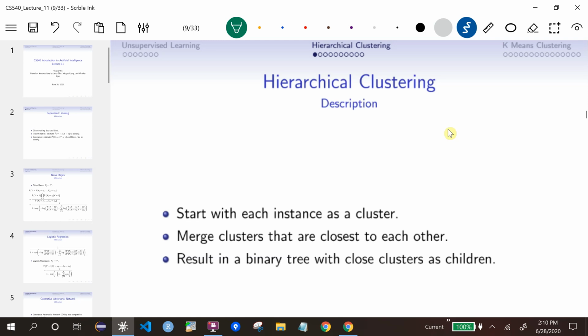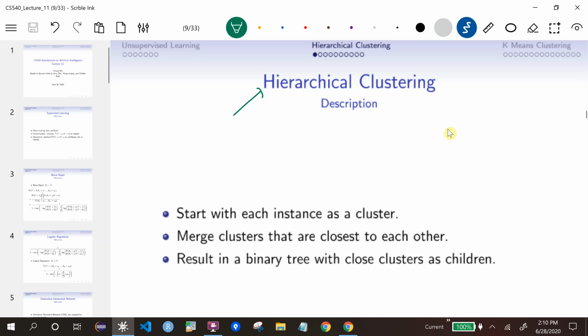Lecture 11, part 2, and let's talk about our first unsupervised learning clustering algorithm called hierarchical clustering. Last year I actually spelled this word incorrectly and no one told me, and hopefully it's correct here. In any case, it's a very simple clustering algorithm.